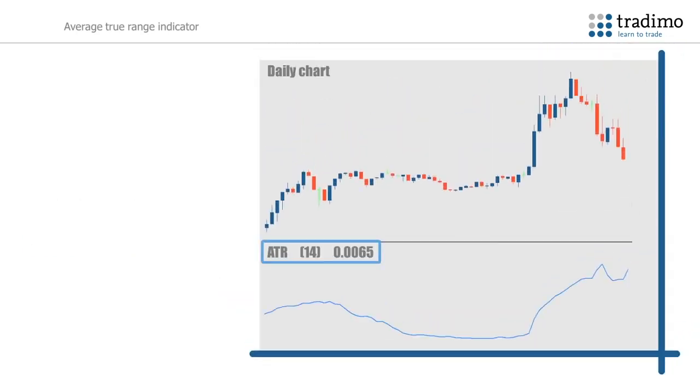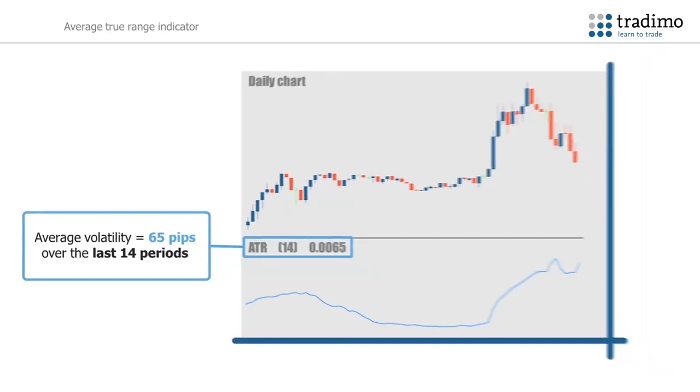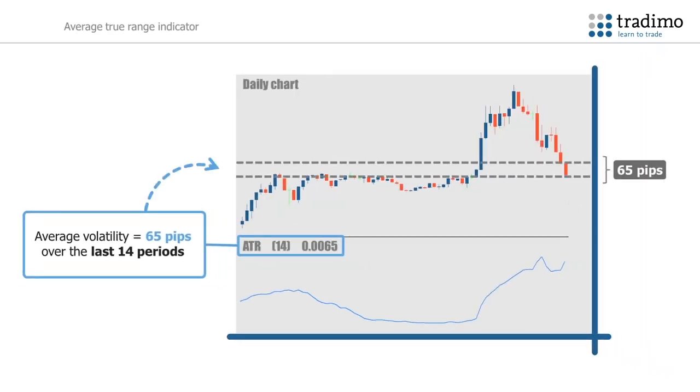As an example, an ATR reading of 0.0065 with an ATR setting of 14 indicates price has an average volatility of 65 pips over the last 14 periods. This in turn indicates that you can expect price to move 65 pips on the current day.